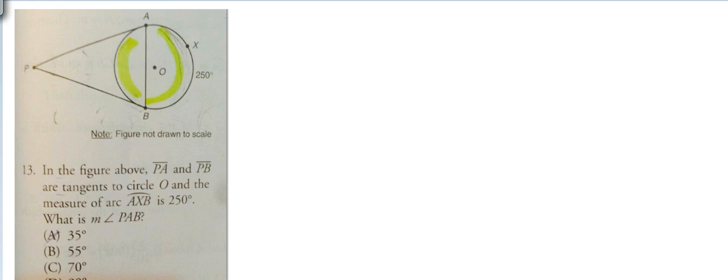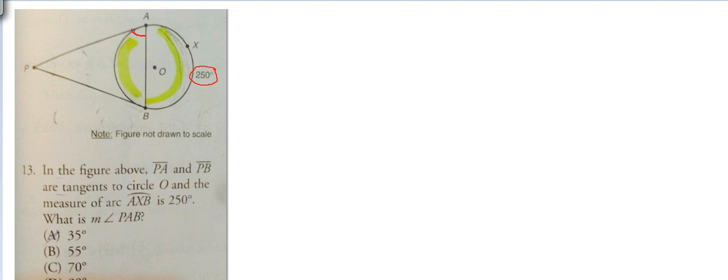In the figure above, PA and PB are tangents to a circle, circle O, and the measure of arc AXB is 250. It's given, and we need to find the measure of angle PAB, the measure of this angle.